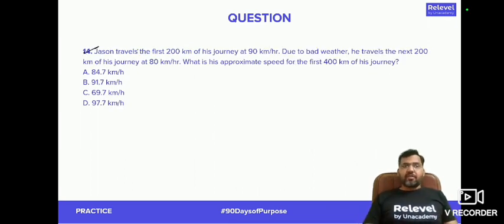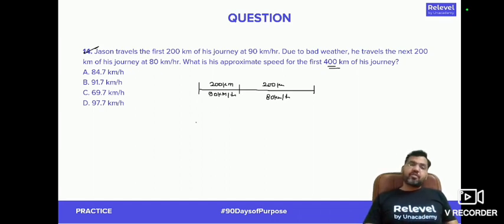Looking at question number 14 here, Jason traveled the first 200 kilometer of his journey at 90 kilometer per hour. And due to bad weather, he traveled the next 200 kilometer of his journey at 80 kilometer per hour. What is the approximate speed for the first 400 kilometer of his journey? So basically, we are supposed to find out the average speed here. And the average speed will be total distance traveled upon total time taken. Quite a basic thing to understand.